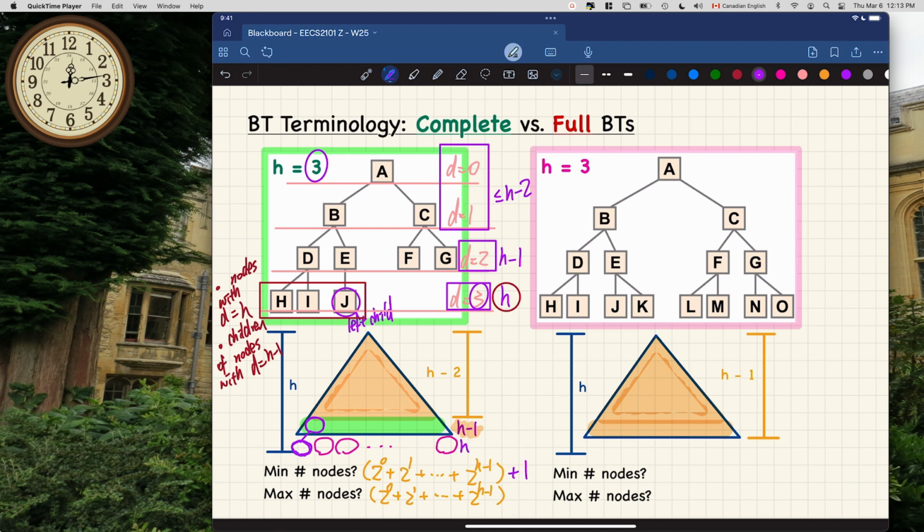In the case of the maximum, I need to make sure I got a maximum number of nodes at the bottom level with depth h. What would that be? 2 to the h.